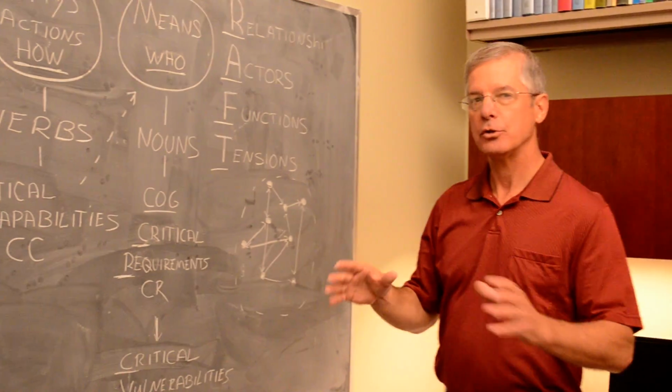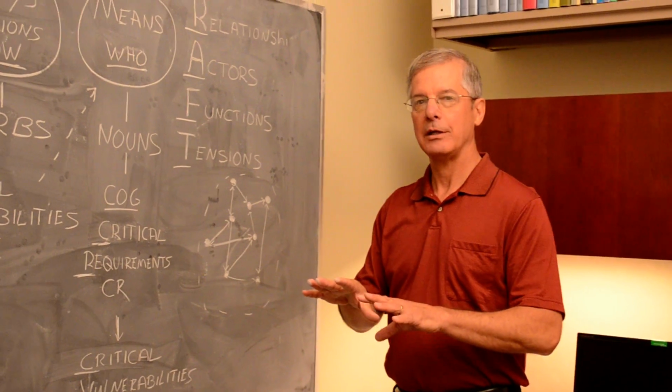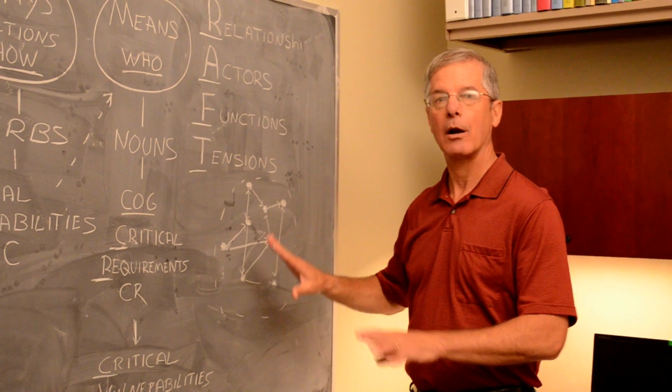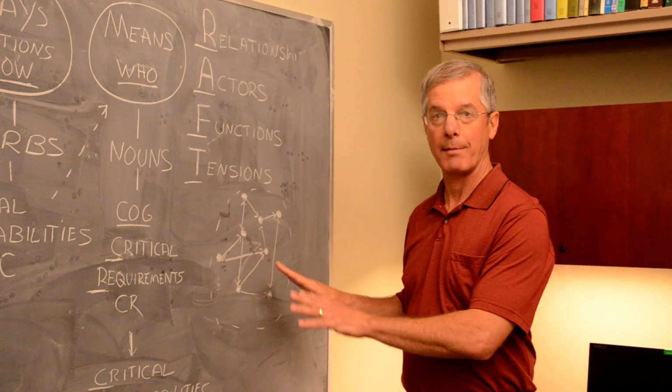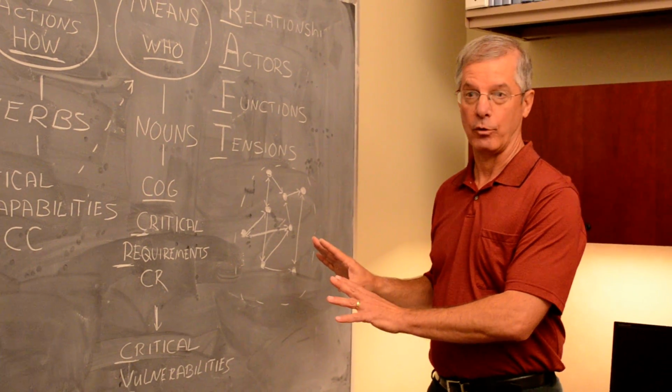Using that method, you should be able to logically identify the center of gravity and clearly differentiate it from the other actors in the system that are probably requirements, some of which are critical requirements, and of those, some of them may be critical vulnerabilities.